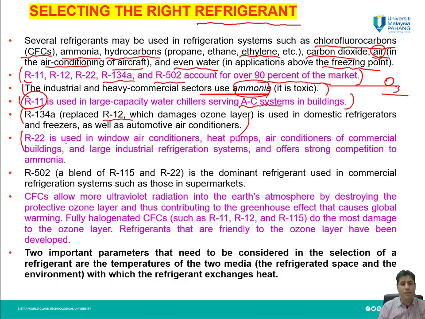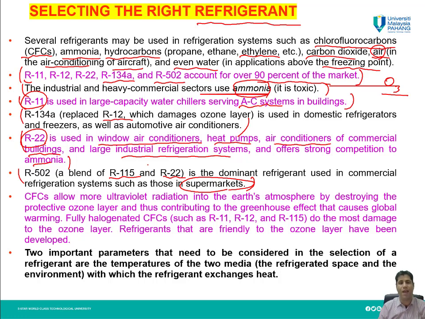R22 is a refrigerant which is used in window air conditioners, in heat pumps, and in air conditioners of commercial buildings. So in large spaces, we use this gas, or even in industrial refrigeration systems. It is a substitute for ammonia. R502 is a blend of R115 and R22. It is the dominant refrigerant used in commercial refrigeration systems in supermarkets, actually.